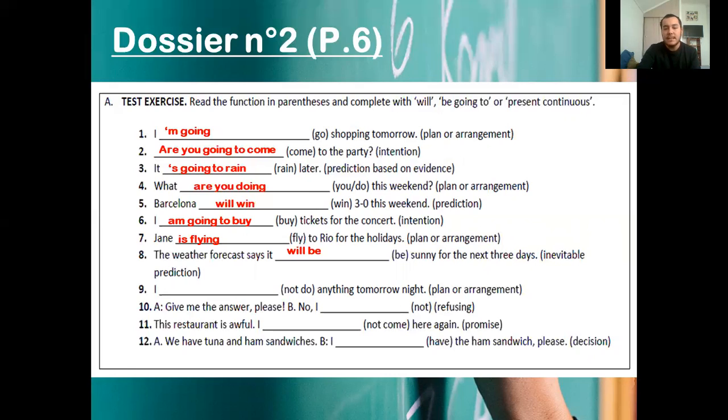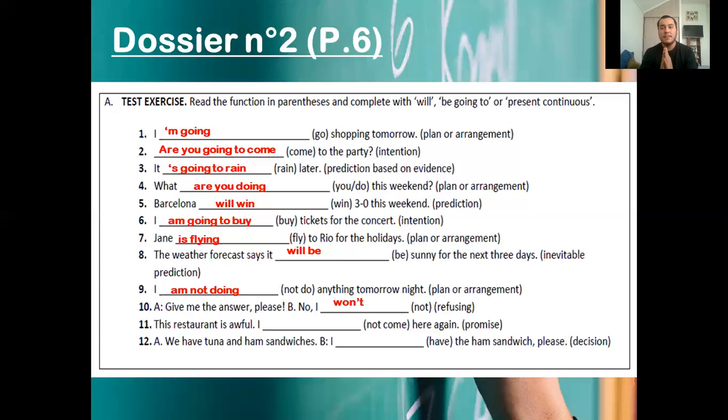Number 9, it is a plan. I'm not doing anything tomorrow night. 10, refusing. Give me the answer, please. Give me the answer. And the other person says, no, I won't. Remember that in this case, it is a short answer. So you do not repeat the base form of the verb.